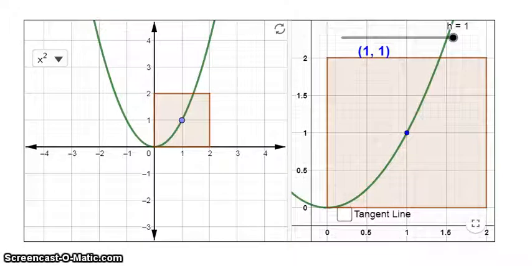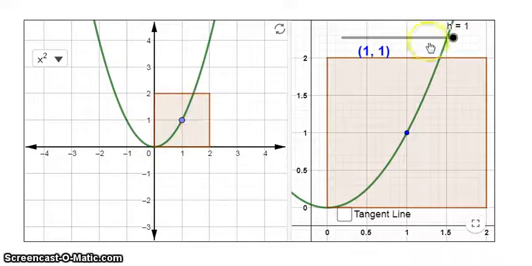So apparently this tangent line concept is pretty important in calculus. Let's take a look at how this is going to work. If you look on the left side of the screen, you're going to see the graph of x squared in green, and there's a point identified at (1, 1), right here. And we have this shaded box around the point.